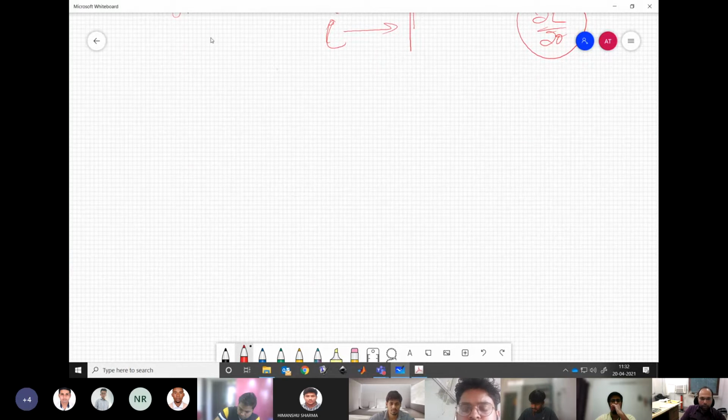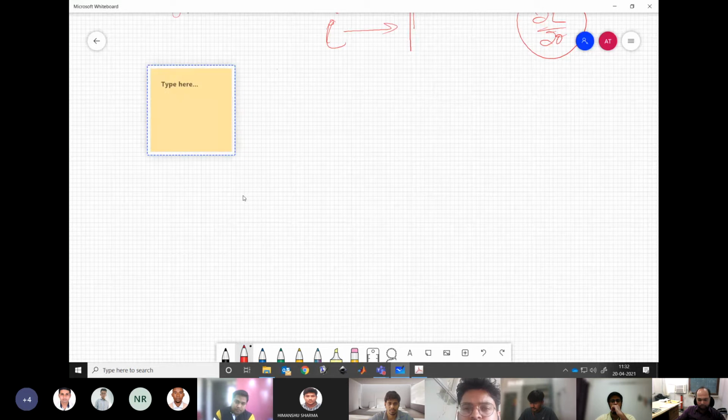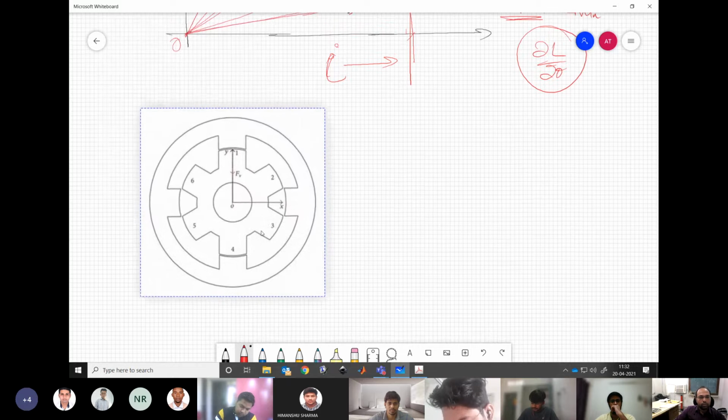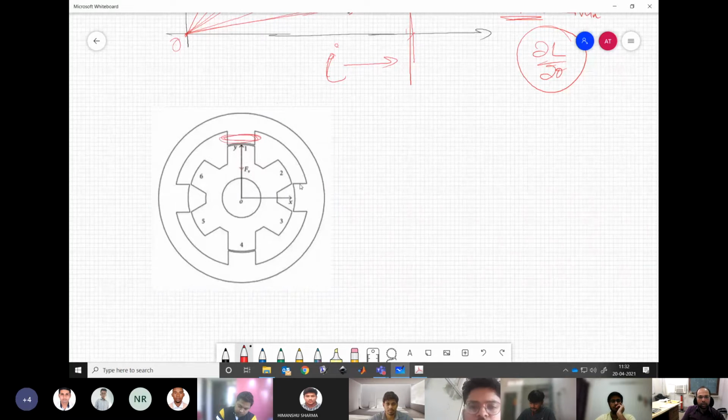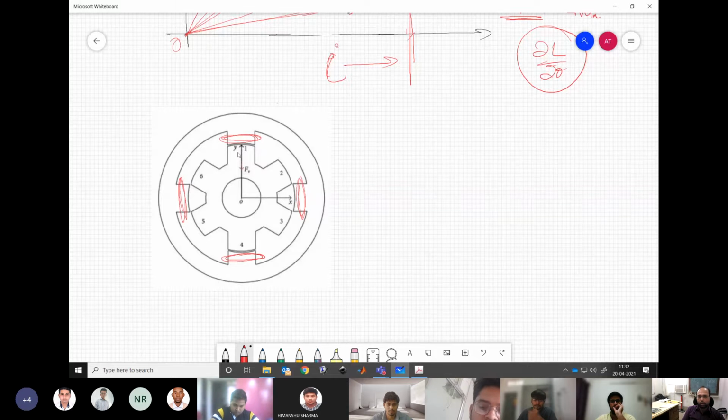So one thing I hope you are clear so far, that when we say SRM, it is a lumped winding machine. Lumped winding means the winding is concentrated around each stator pole. This point you are clear, right? There is no distributed winding on SRM. It is all lumped winding machine. Clear, right?